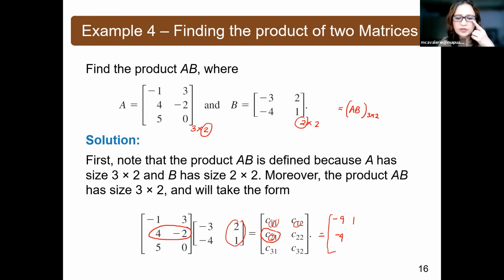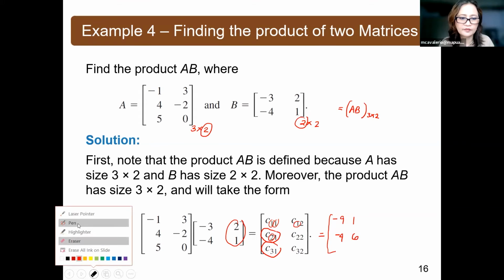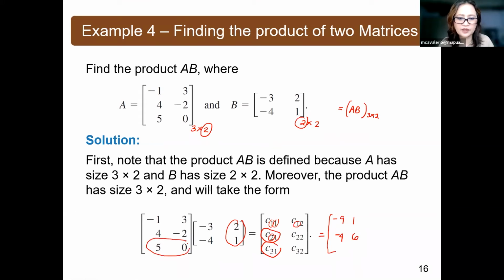So that will be 4 times 2 is 8. 8 minus 2, that is 6. And of course, to find C31, we are multiplying the entries of row 3 with the entries of column 1 in matrix B. So you have 5 times -3 is -15 plus 0 is -15. And then to find C32, we will have 5 times 2, that will be 10 plus 0, that will be 10.